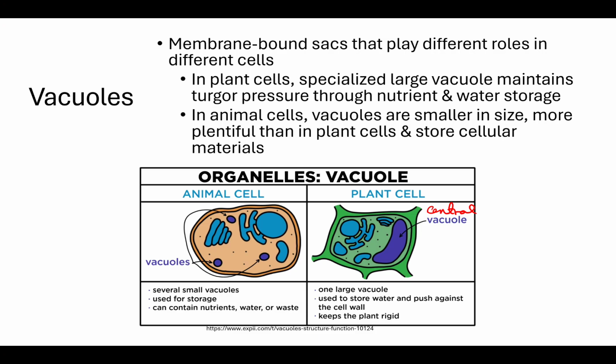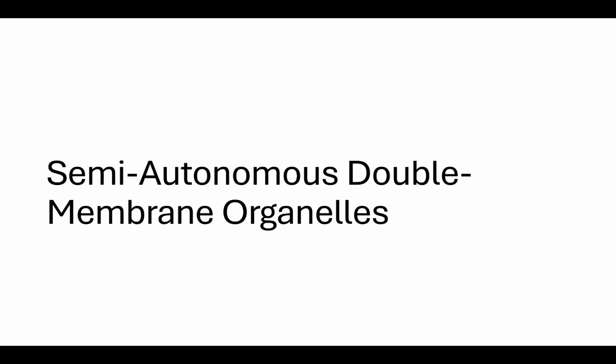And in animal cells, there are smaller vacuoles. You may have more than one vacuole, and they're used mostly for storage.